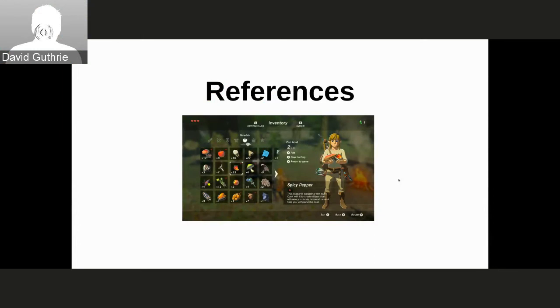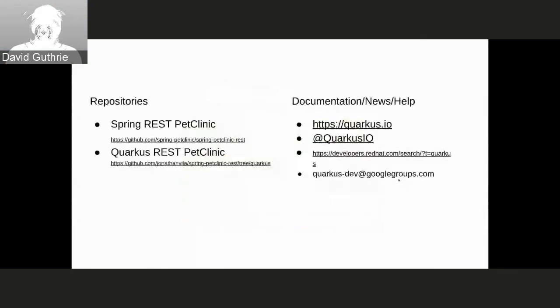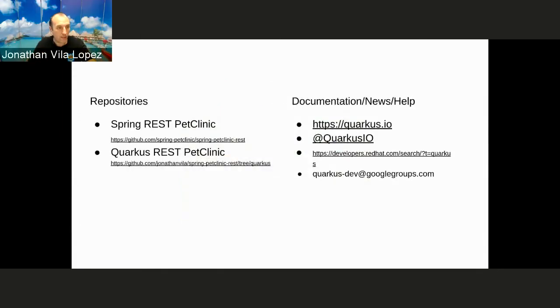So it's about references only that I would like to highlight. Here you have the links for the original repository and the migrated one. I tried to do as many commits as I could in order for you to have a full list of changes. Also, quarkus.io is the web page where you can start and have all the information about the guides for using the different extensions.